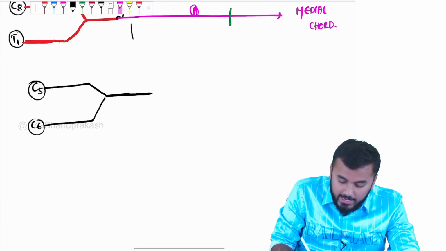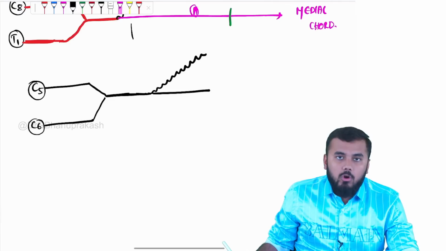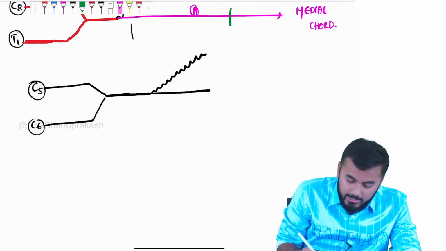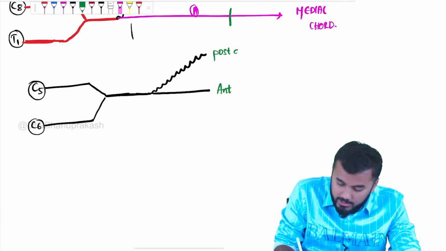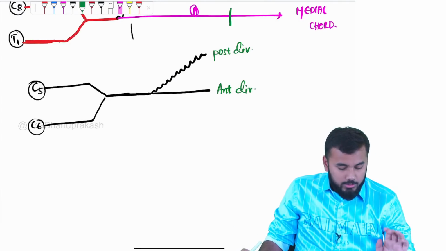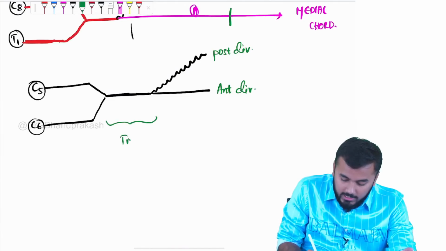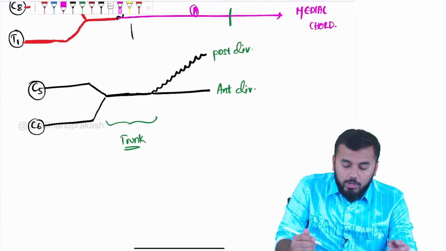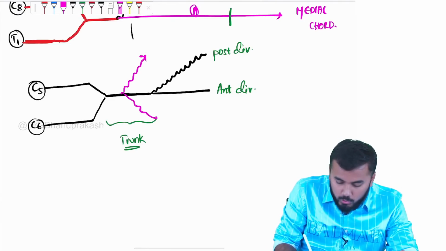This trunk will again divide into a posterior division and anterior division. Right? So this is the anterior division, and this is the posterior division. This part is called the trunk region. Exactly in this trunk region, we have got two nerves, guys. One nerve goes up, one nerve goes down.